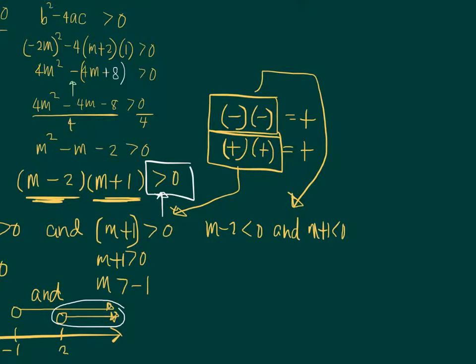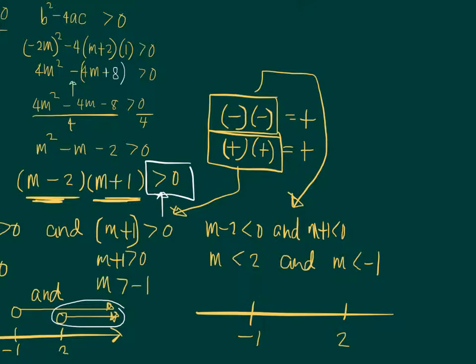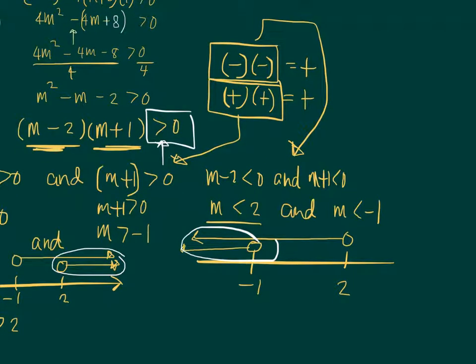So we now have m minus 2, which means m is less than 2, and m plus 1, which means m is less than negative 1. So we have negative 1 and 2. The first means m less than 2, so all the numbers on the left of 2, and m less than negative 1 means all the numbers on the left of negative 1. So the common case is only m less than negative 1. So the solution on this is that m should be less than negative 1.